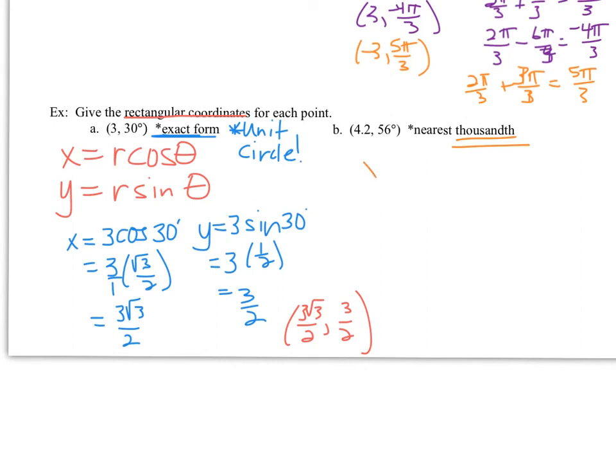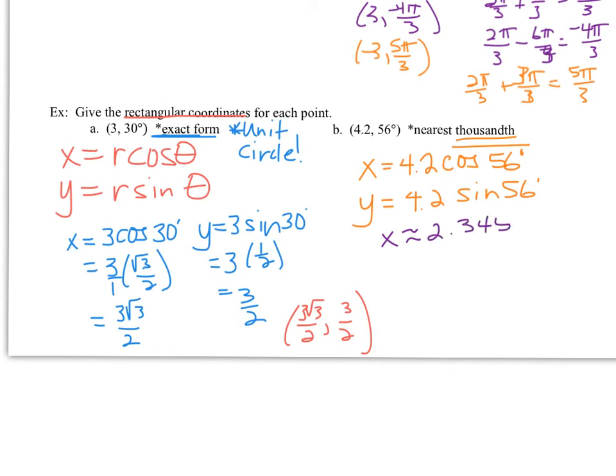To get our x value, we'll take 4.2 times cosine 56 degrees. To get our y value, we'll take 4.2 times sine 56 degrees. Go ahead and enter both of those in and see what you get. I got x to be approximately 2.345 and y approximately 3.482. That would also be in quadrant 1, like our last ordered pair.